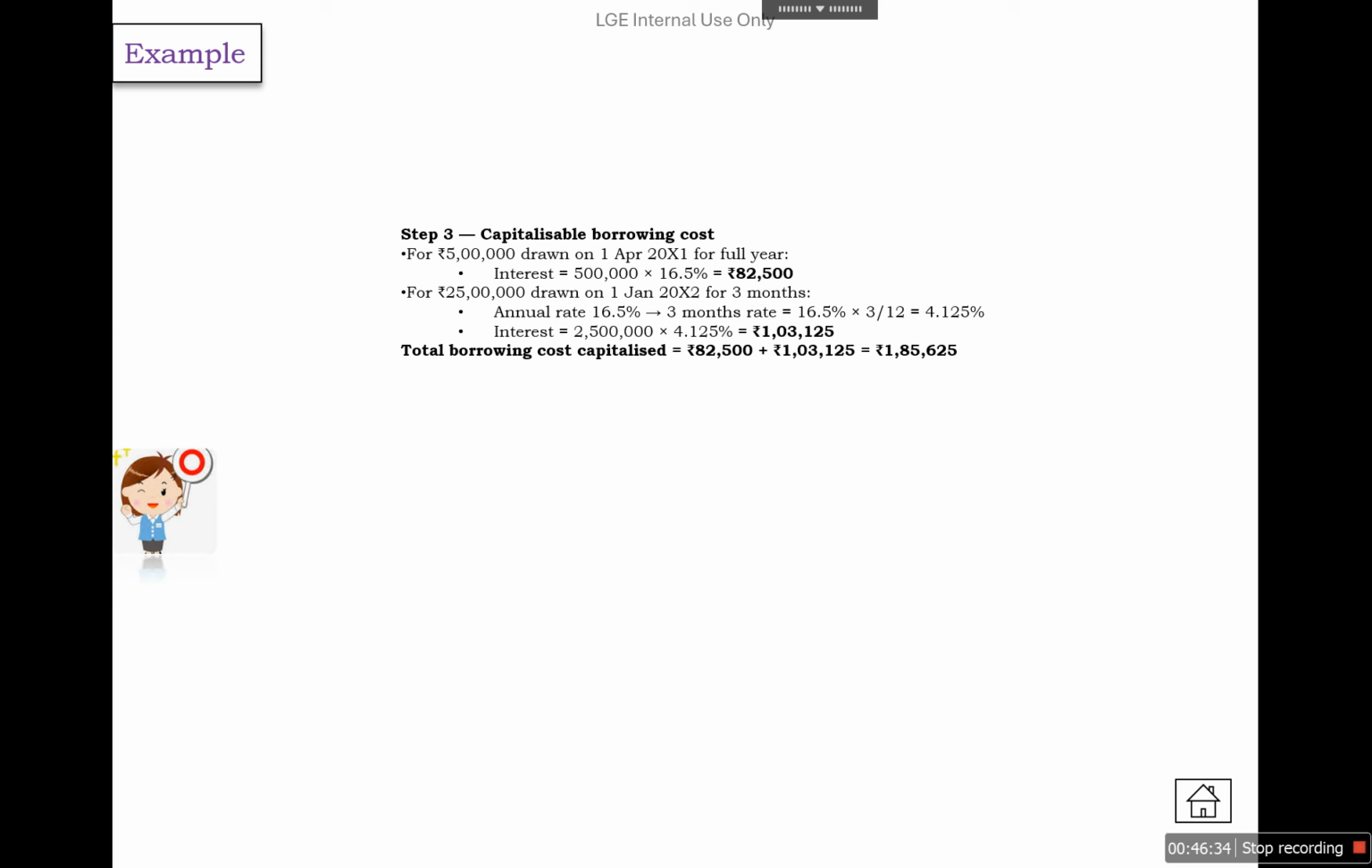So capitalization of borrowing: 5 lakhs that were drawn on 1st April X1 for the full year, 82,500, and 25 lakhs that was drawn on 1st January for 3 months. So at a rate of 16.5% for 3 months, it will be 1 lakh 3,000. So total borrowing cost that will be capitalized will be 1 lakh 85,625.